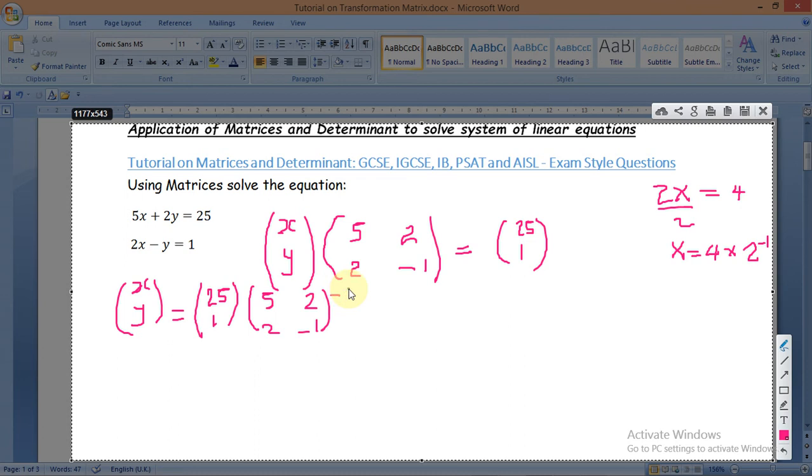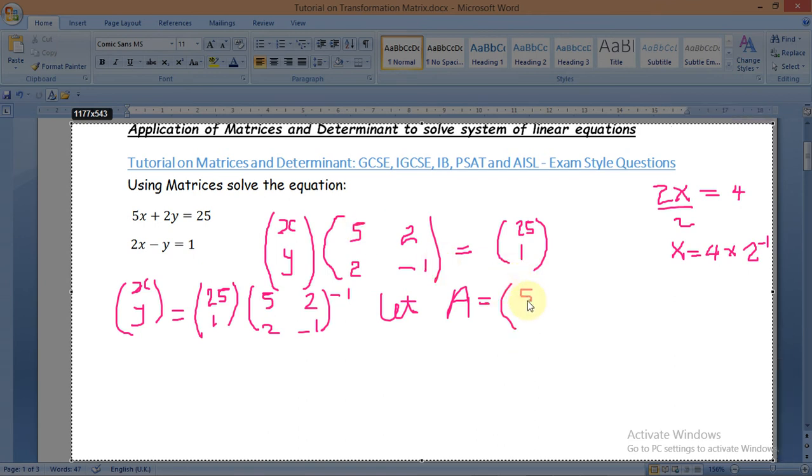So good. At this stage, we can learn how to find the inverse of a given matrix. Don't forget, before now I said that the inverse of a given matrix is the transpose of the cofactor. But that's not the complete definition. For example, let A be the matrix 5, 2, 2, minus 1. A is a 2 by 2 matrix, a square matrix.